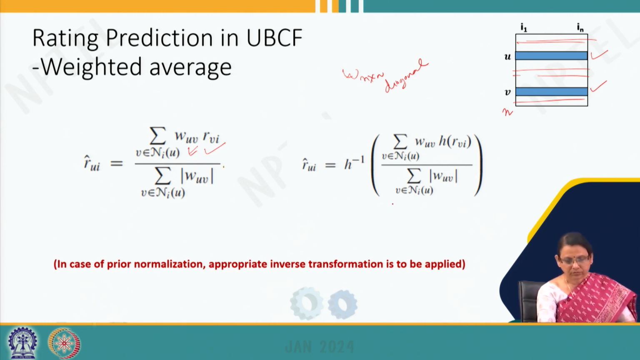Now, if at all you apply any kind of normalization to the data, the corresponding normalization has to be taken care of. As we have seen, if you have subtracted the mean, it has to be added back, and here if you have used mean centering, the mean has to be subtracted. If you have used z-score, then it has to be divided by the standard deviation, and so on.